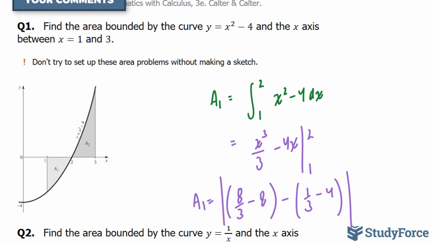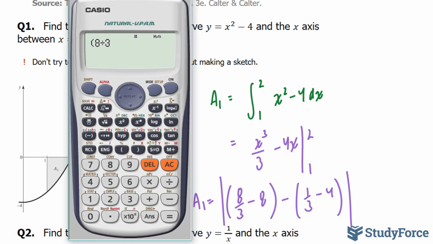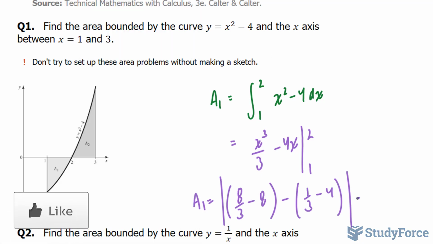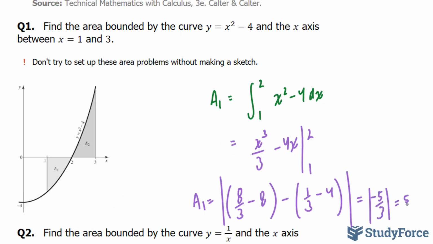Let's use our calculator. Bracket 8 over 3 minus 8 minus, this minus right here, a third minus 4. As expected, the area is negative, but I'll take the absolute of negative 5 over 3, which is equal to 5 over 3. Now that I found the area of A1, I'll do the exact same thing for A2.